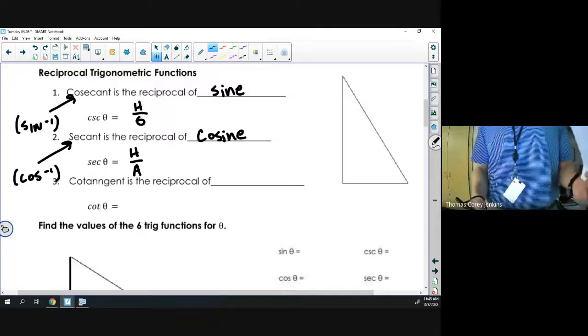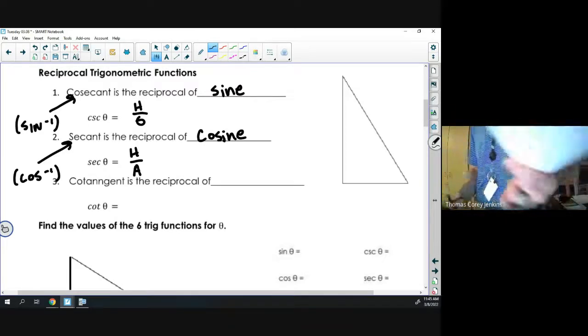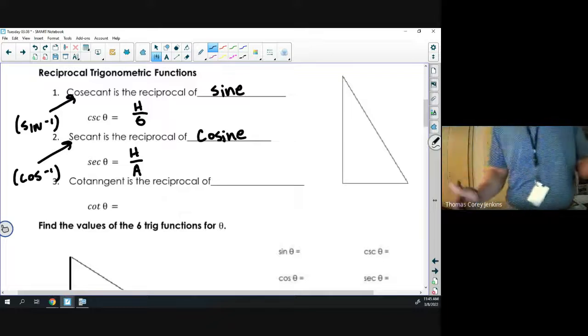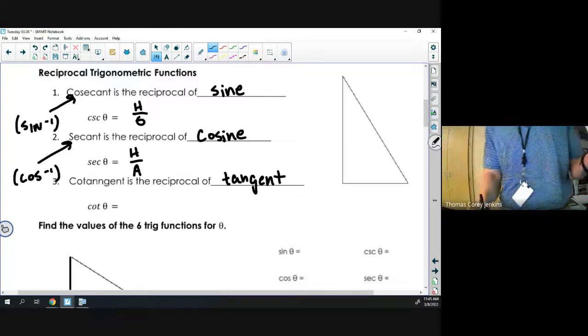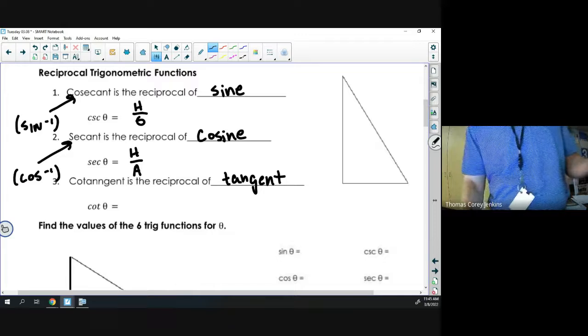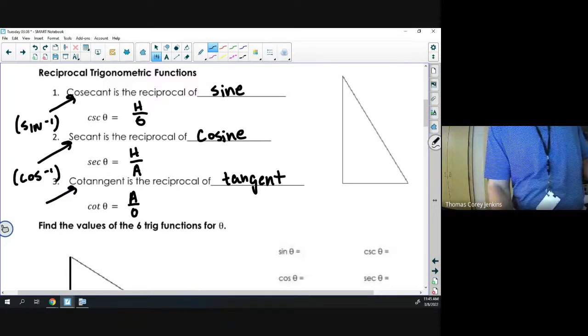And then the easiest one to remember, like which one does it go with, is cotangent, because it has the word tangent in there. That's the reciprocal of tangent. We just reviewed that tangent is opposite over adjacent, so its reciprocal would be A over O. And on the calculator, this button looks like 10 to the power of -1.